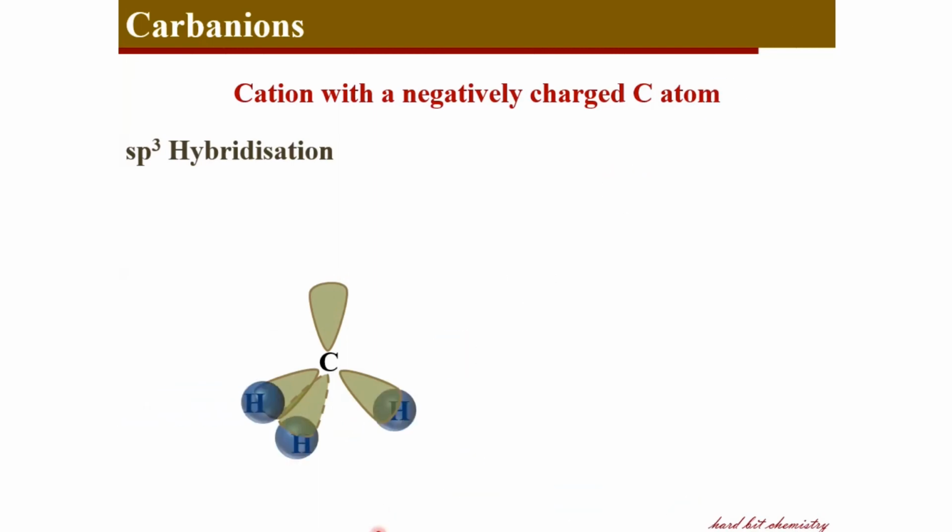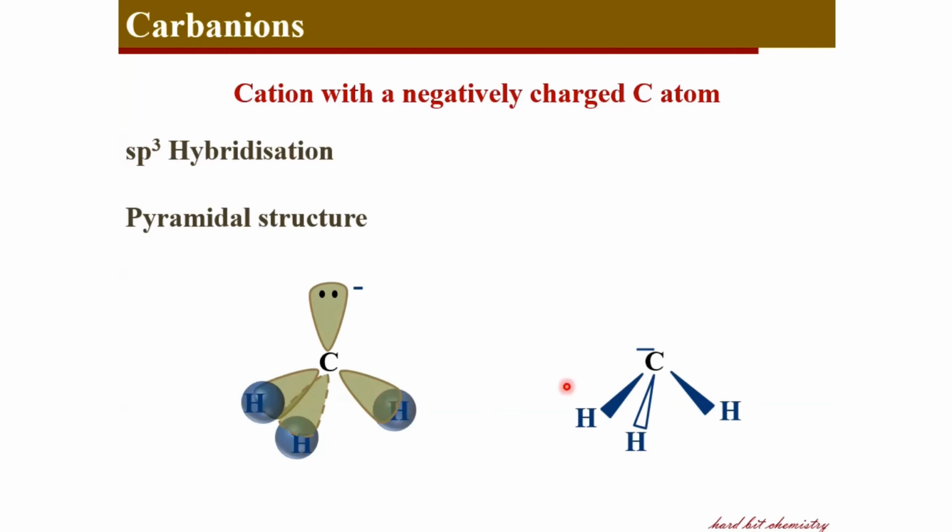On the 3 lobes of these sp3 hybrid orbitals, the 1s orbitals of hydrogens overlap, and on the 4th orbital you have a pair of electrons, a lone pair, giving rise to the negative charge. Due to this lone pair repulsion with the other bond pairs, the structure gets distorted from the tetrahedral form to a pyramidal structure. So carbanions have a pyramidal structure.